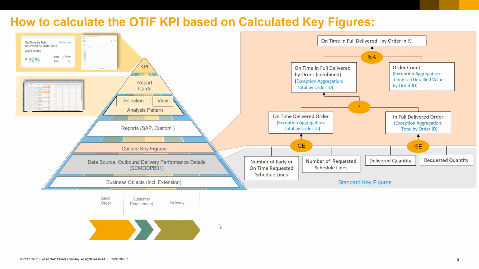There is an important data source, outbound delivery performance details, which combines the relevant sales order, customer requirements, and delivery data and organizes the relevant raw data. This includes the following key figures, which you can see here in gray. The delivered quantity, the requested quantity, the number of requested schedule lines, the number of early or in time requested schedule lines, all these are standard key figures which are provided by our outbound delivery performance details data source.